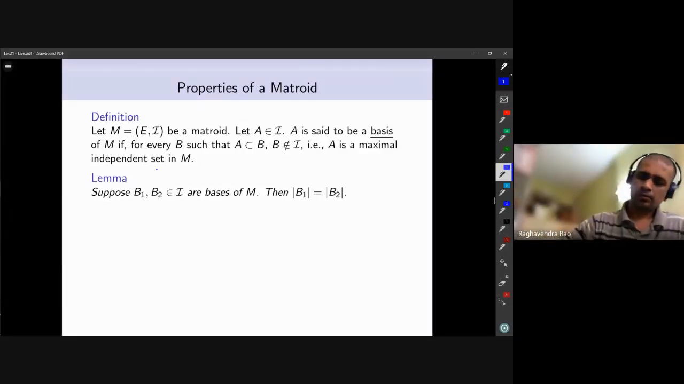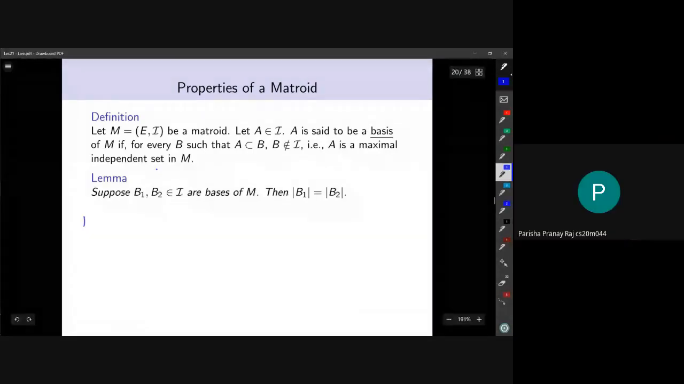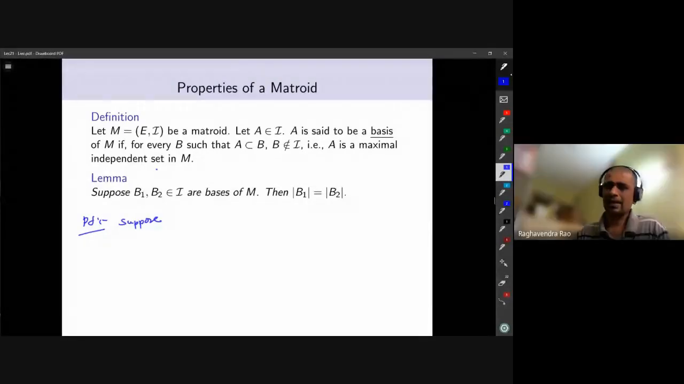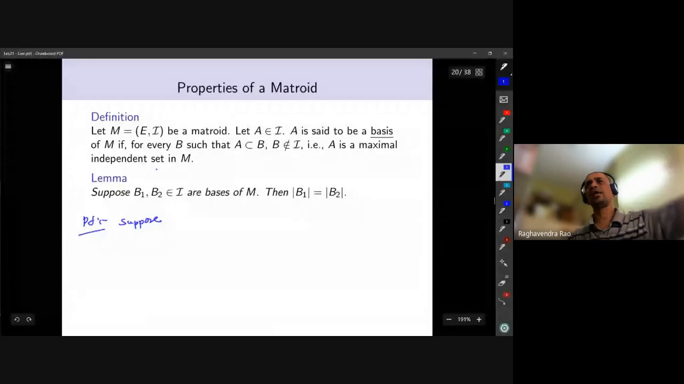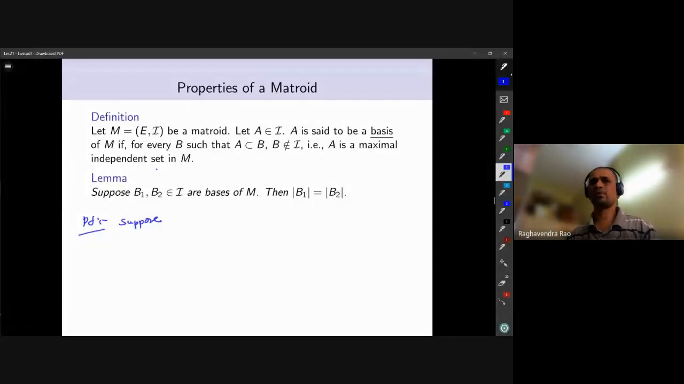So, proof. Just before that, the statement "maximal independent set in M" is equivalent to the statement "A is a maximal element in the independent set in M". So you consider I and look at the largest cardinality sets there. They are maximal independent sets. Now we are saying that they will have the same cardinality.